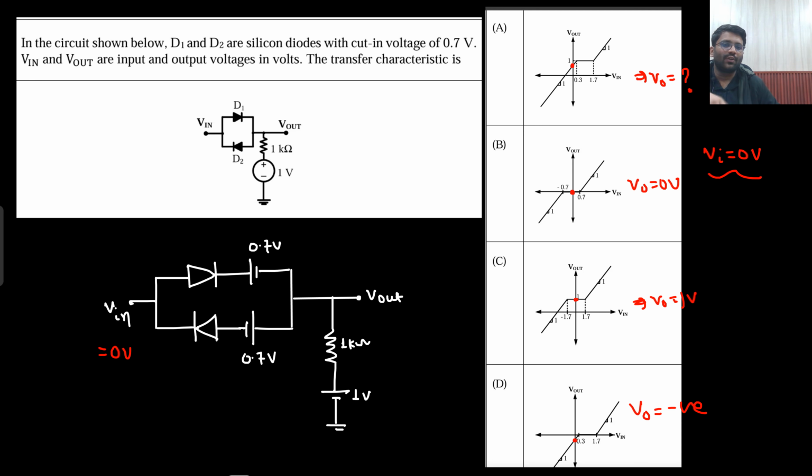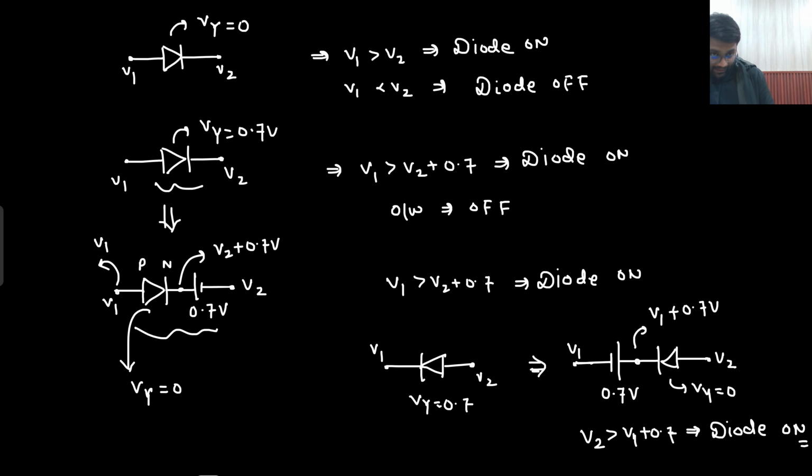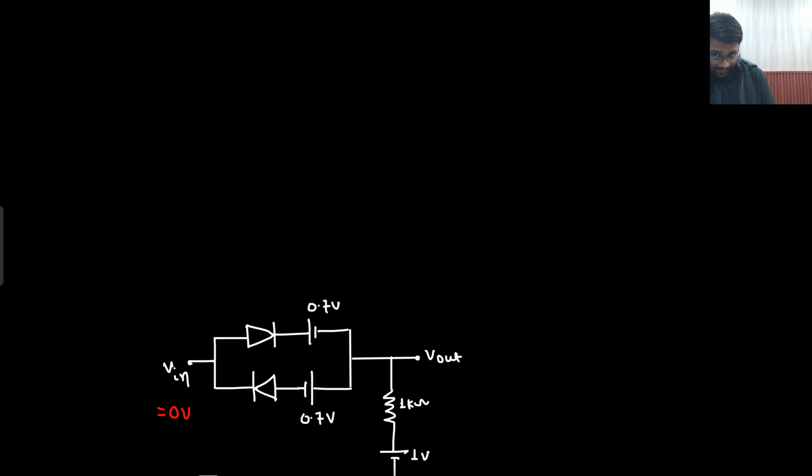So when V in equals 0 volt, my job would be done. Now when V in equals 0 volt, what would you do? You would apply the open circuit test. How would you apply the open circuit test? I will just simply copy the same circuit and apply the open circuit test.